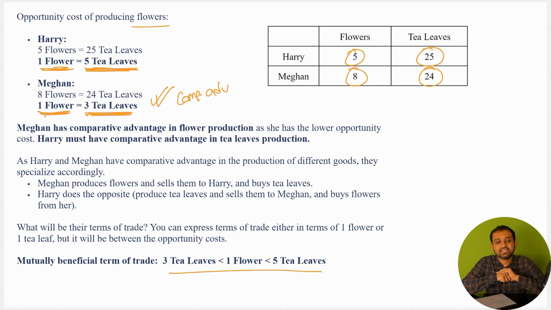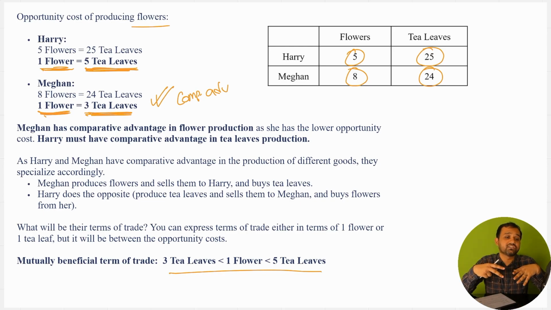So here you go, let's talk about that. Meghan is the one who's selling flowers because she has comparative advantage in that. Now, when Meghan sells one flower, she will not accept anything less than 3 tea leaves as the price. Why? Because if Harry offers her 2 tea leaves, Meghan will say, I will just simply not produce that one flower, and instead I can produce 3 tea leaves on my own production possibility curve. So that is the price I can get from my own production possibility curve.